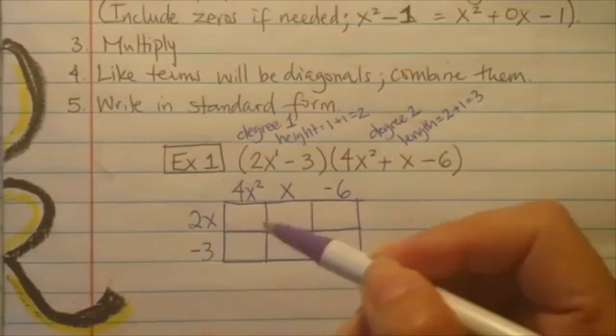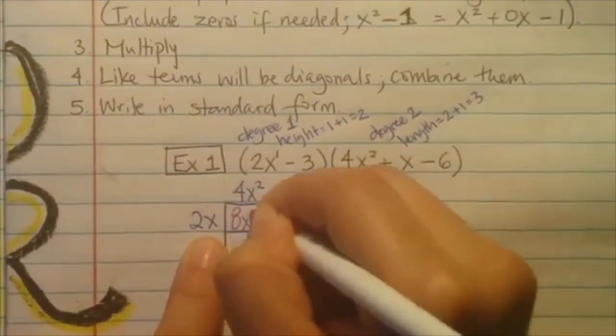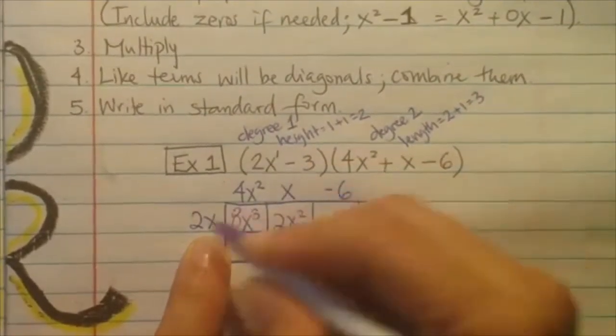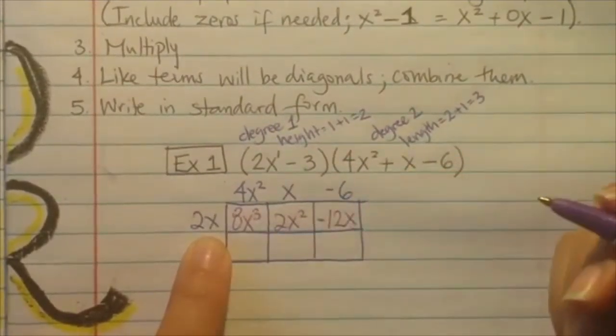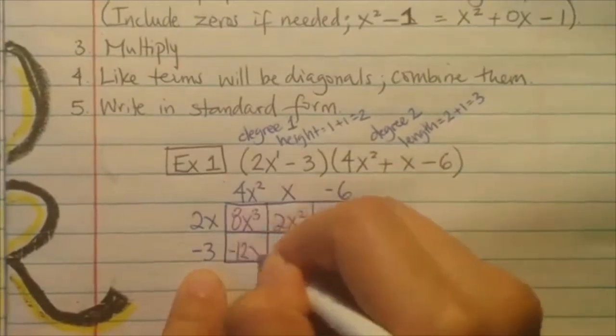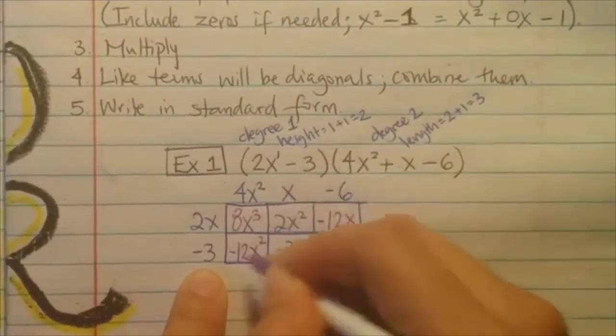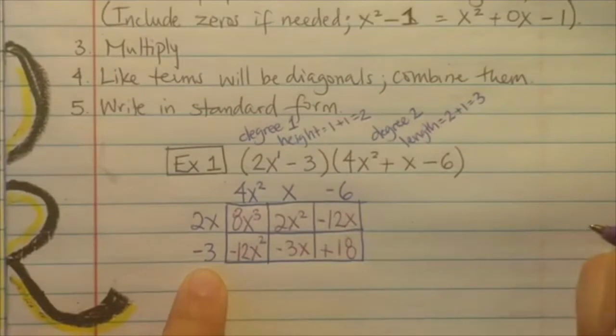Like terms, we're going to multiply. Like terms will be diagonals. So multiply, that's going to be 4x cubed. That's going to be 2x squared. Remember, don't forget to add the exponents with the x's. Negative 12x squared. Negative 3, negative 6, positive 18.